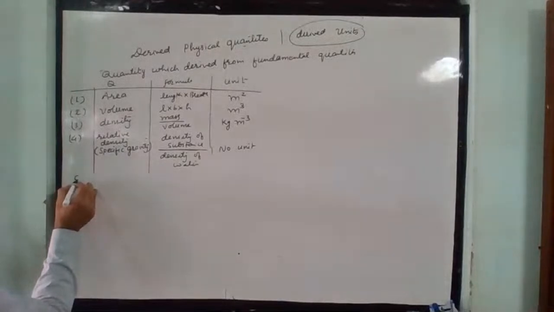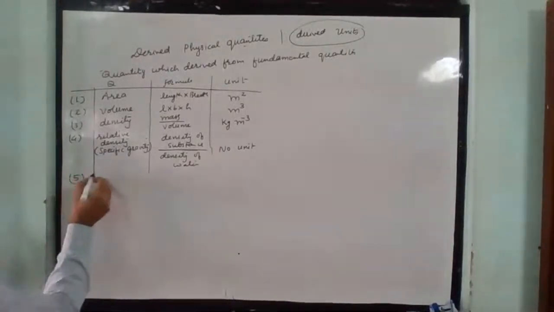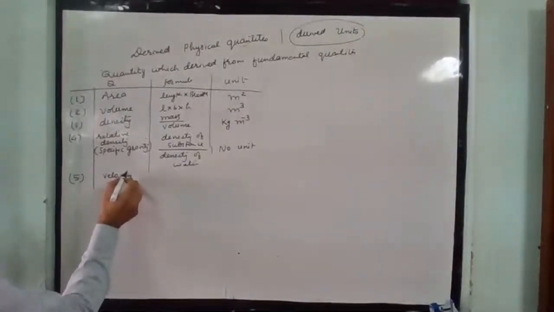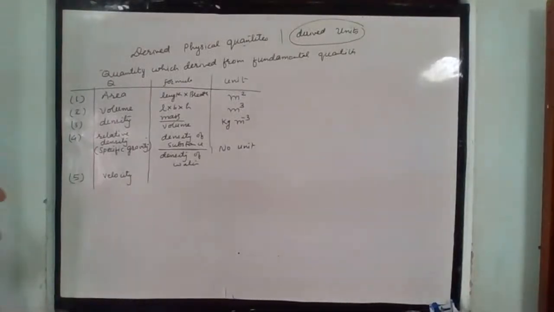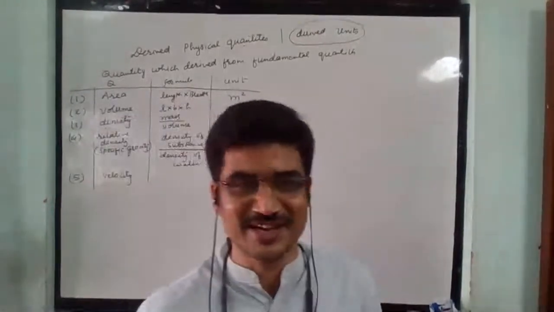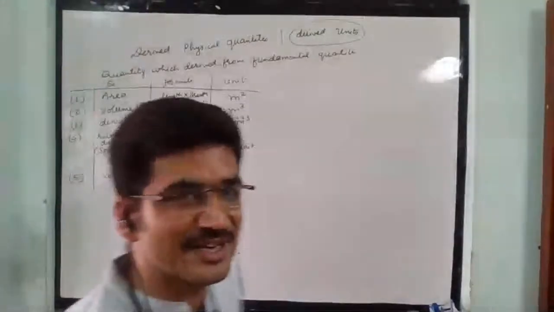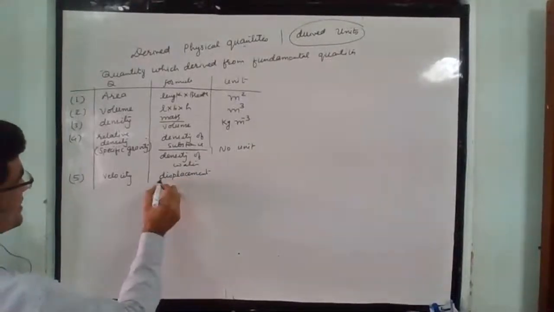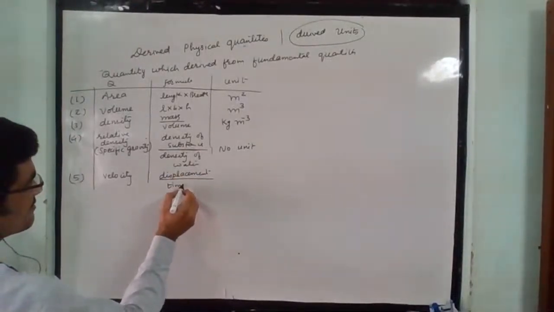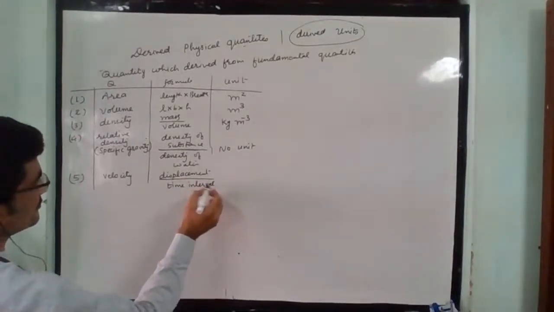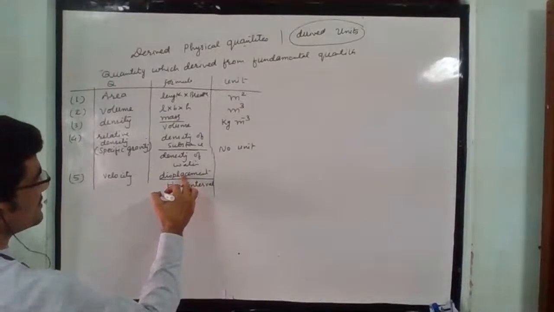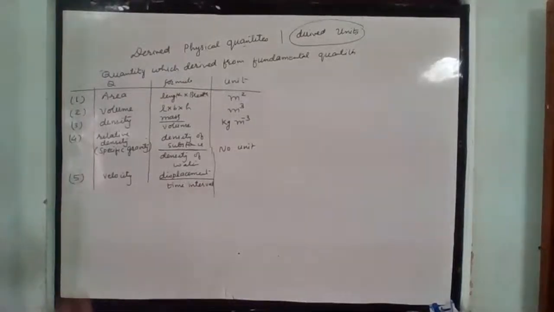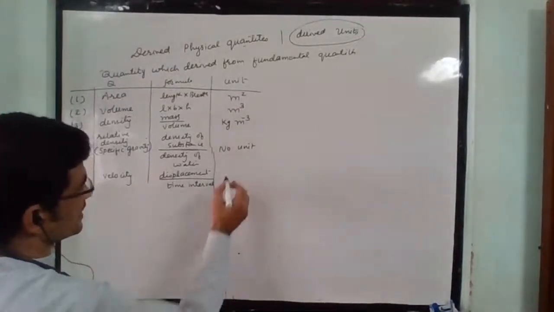Next, velocity. You know the velocity is equal to displacement upon time. Displacement is one kind of length, divided by time interval, and time is a fundamental quantity. The unit is meter per second.